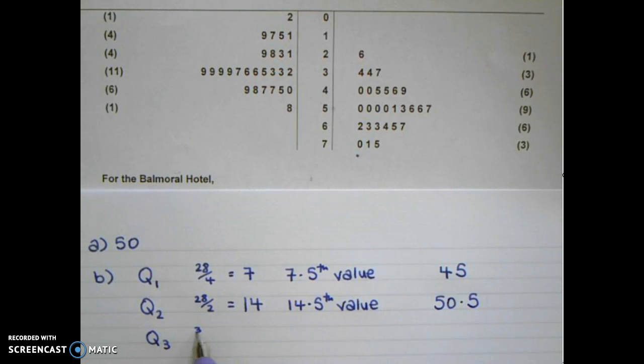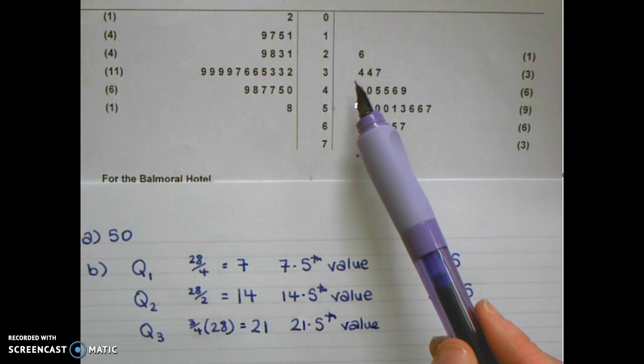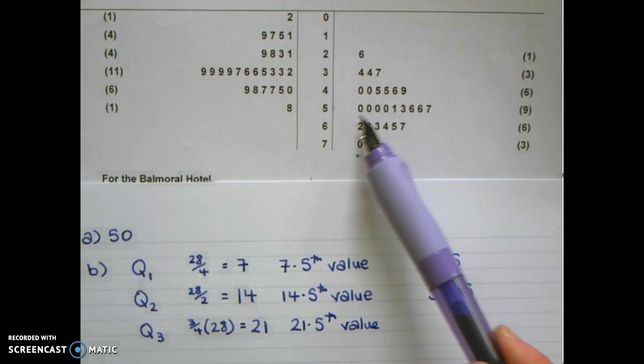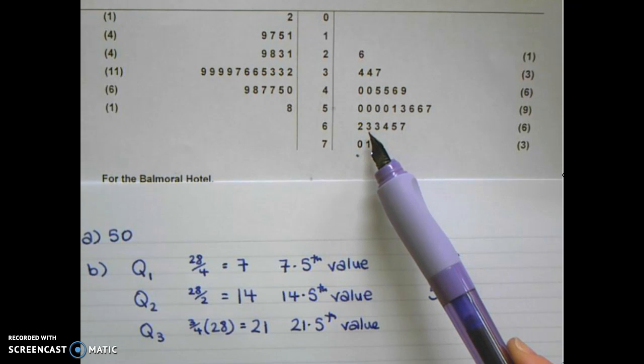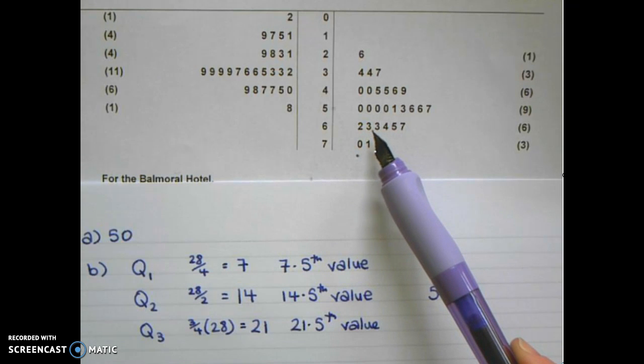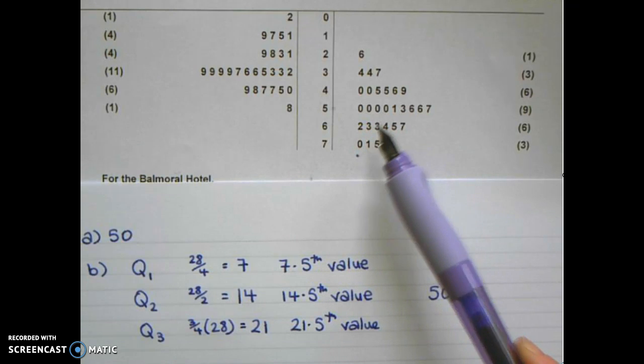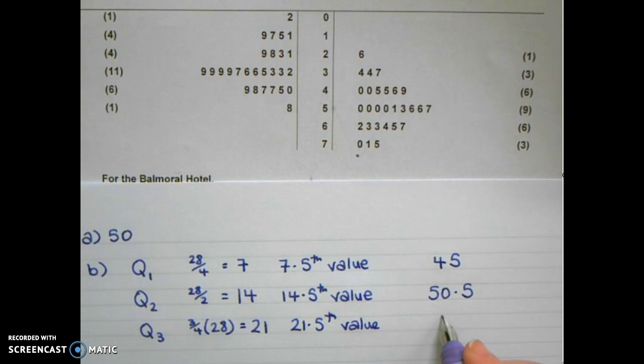The upper quartile is 3/4 of 28, and if we do that, we get 21. So we want the 21.5th value, in between the 21st and 22nd. 1, 2, 3, 4, 5, 6, 7, 8, 9, 10, 13, 14, 15, 16, 17, 18, 19, 20. The upper quartile is simply going to be 63. So that was part B, find the quartiles.